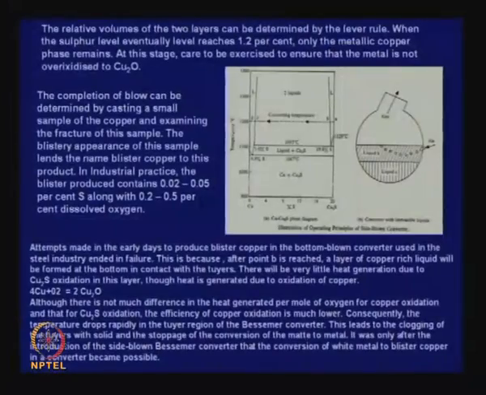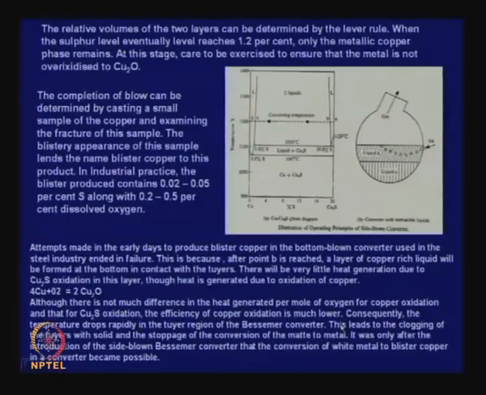Once it produced copper, the copper would sink and cover the tuyere, and because there is no heat being generated, you have a problem there. There will be very little heat generation due to Cu2S oxidation. Though heat is generated due to oxidation of copper, there is not much difference in the heat generated per mole of oxygen for copper oxidation and that for Cu2S oxidation. The efficiency of copper oxidation is much lower. Consequently, the temperature drops rapidly in the tuyere zone of the Bessemer converter.